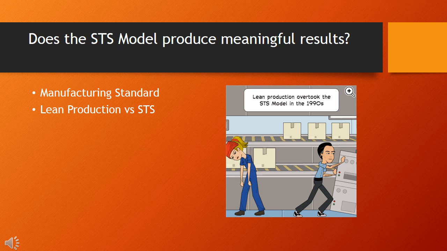Lean production became the in thing for industry right as the information age was beginning. And in this transition, the STS faded away into the halls of academic theory. Or did it?